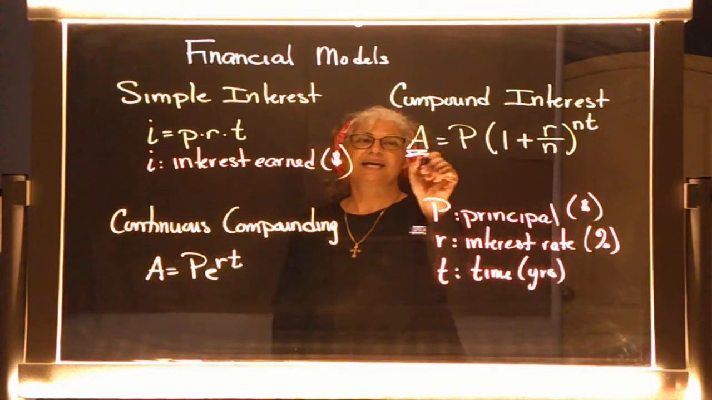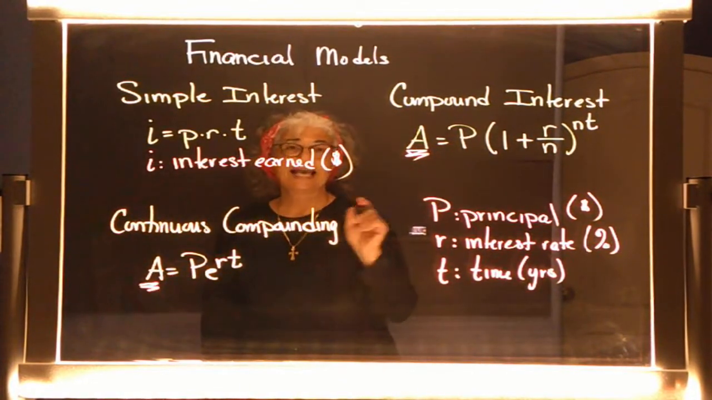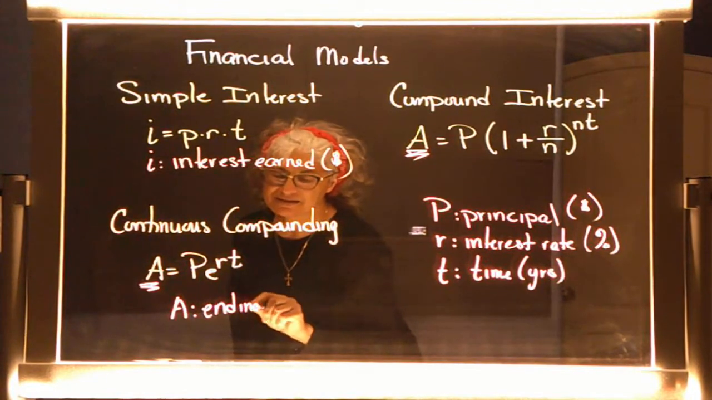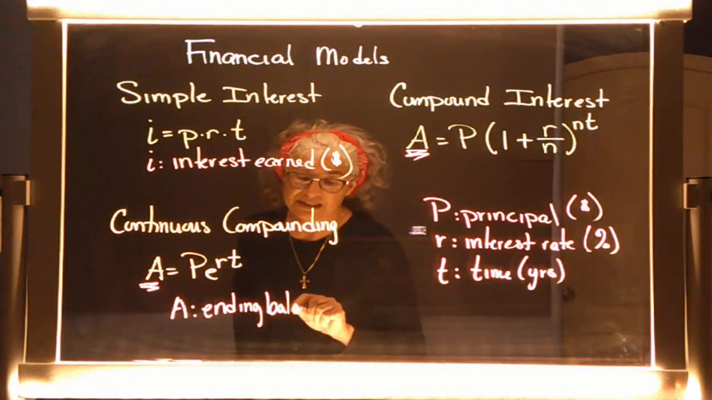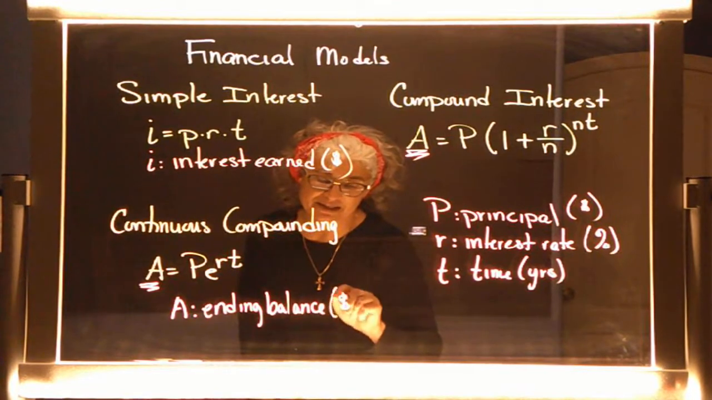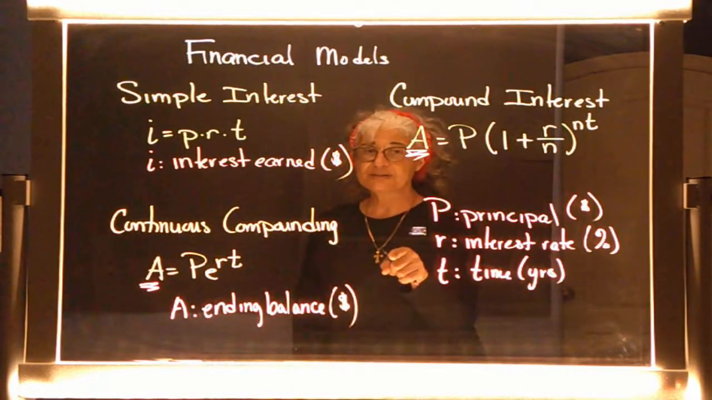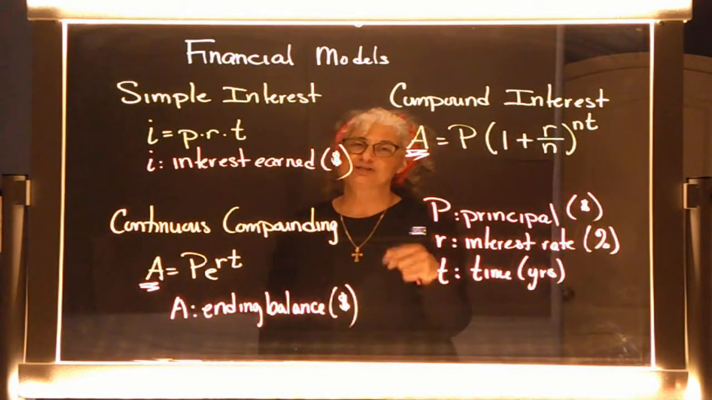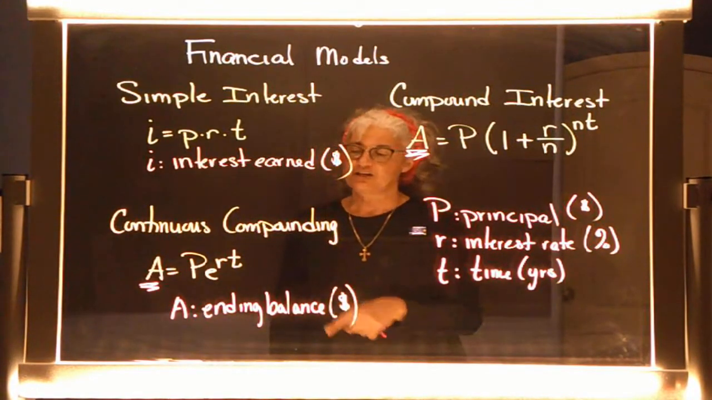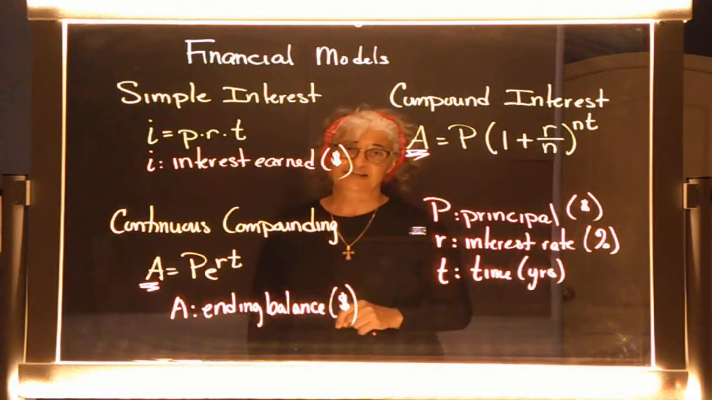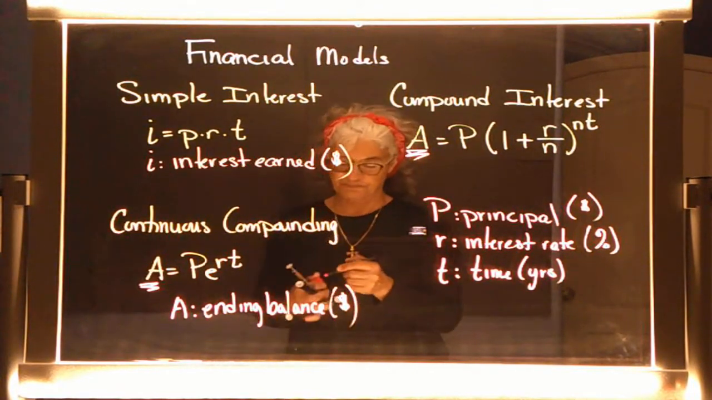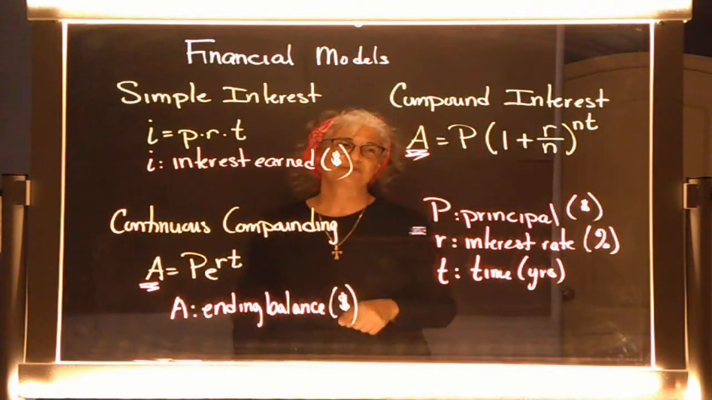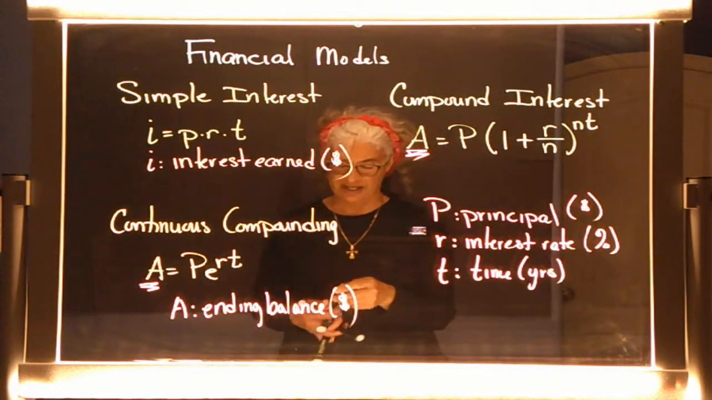Okay. These two formulas still have some extra variables. They both have an A. A represents the ending balance in the account. Literally the ending balance in the account. That's your money that was in the account plus the interest that they deposited into the account at the end of the month. So A is the ending balance in the account. Got it?